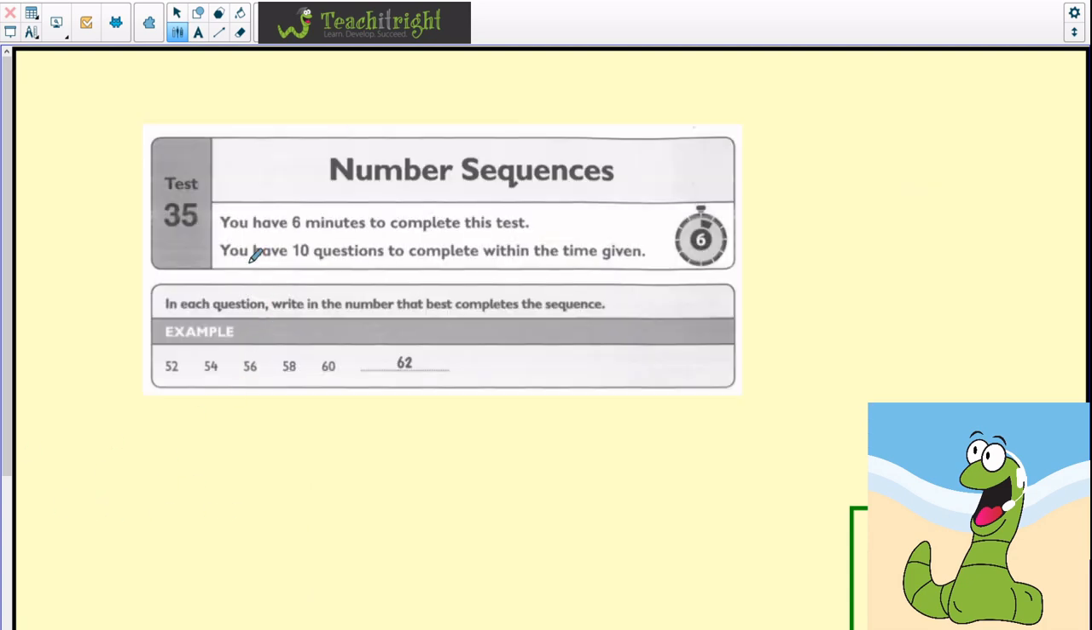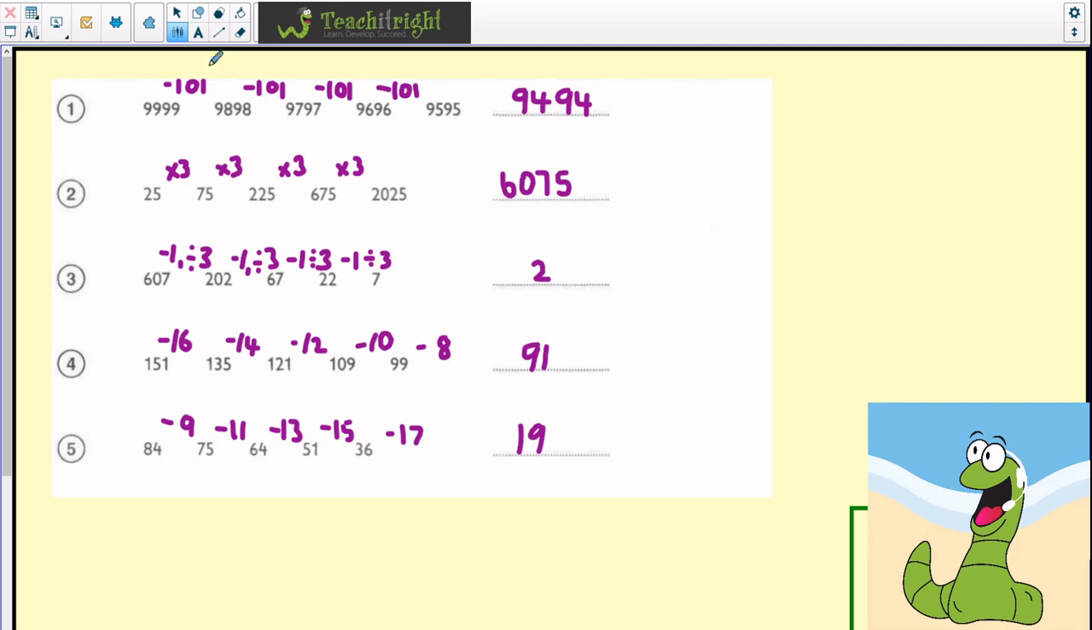And the last sections we're going to look at in this video are all about your number sequence knowledge. So we're going to have a little look at your number sequences. So this one is taking away 101 each time. You can see we've put the differences between the numbers just to help you. So do go down through and just double check what's happening to the sequence. 6,075.